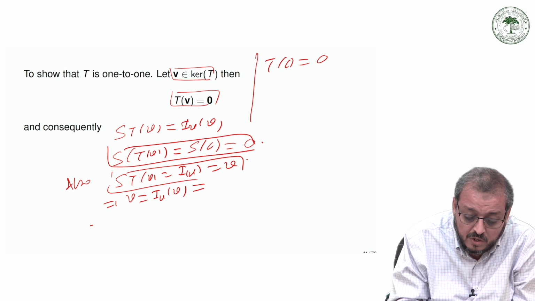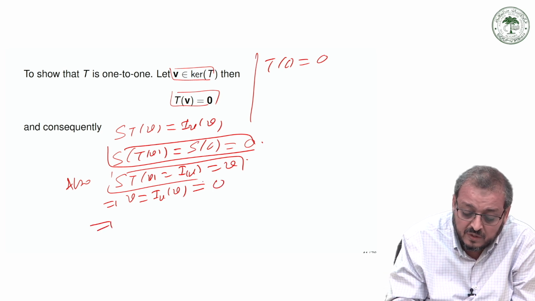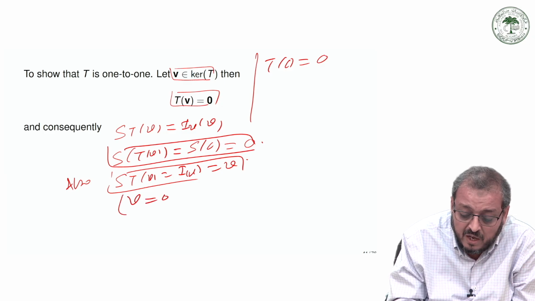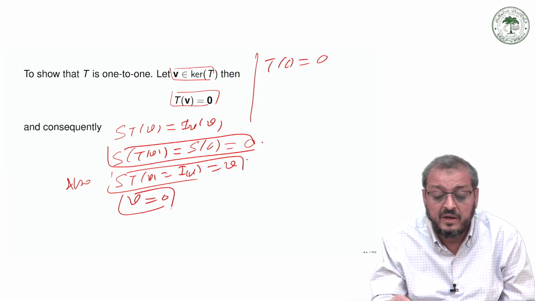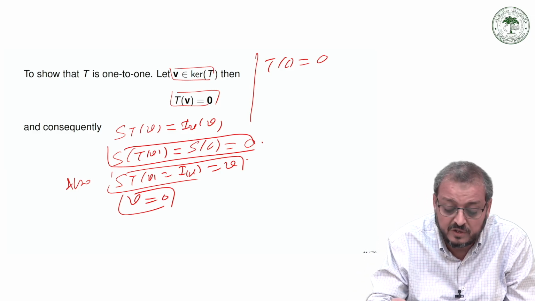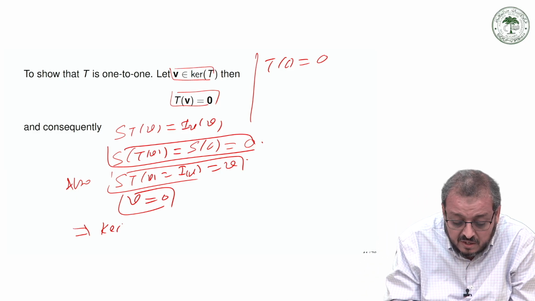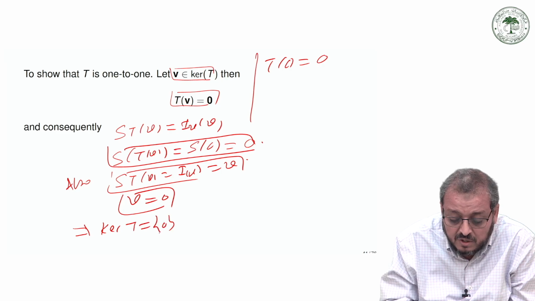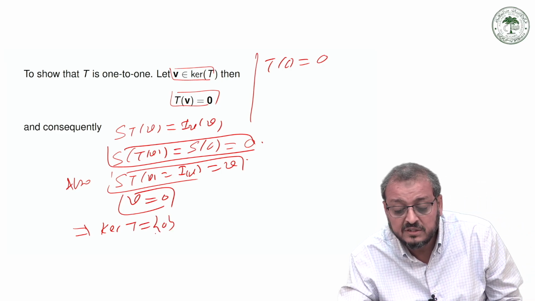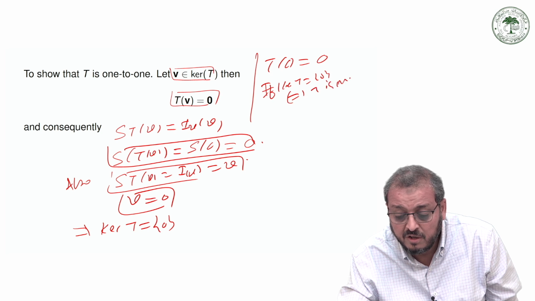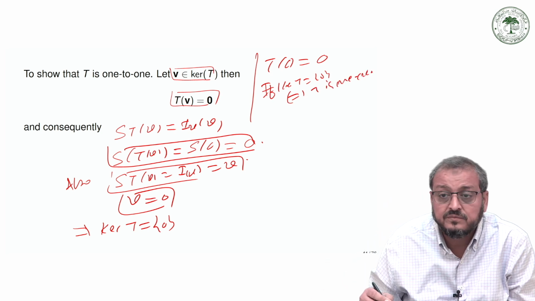So by these two we can say that this is equal to 0. So this means we take V equal to 0. What we show is that we take any arbitrary element V belonging to the kernel of T, and then show that this V is equal to 0. So this implies that the kernel of T is equal to the 0 subspace. Then we know the result that the kernel of T is 0 if and only if T is 1 to 1.